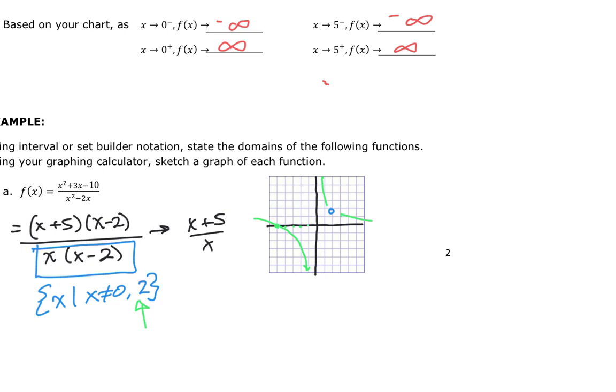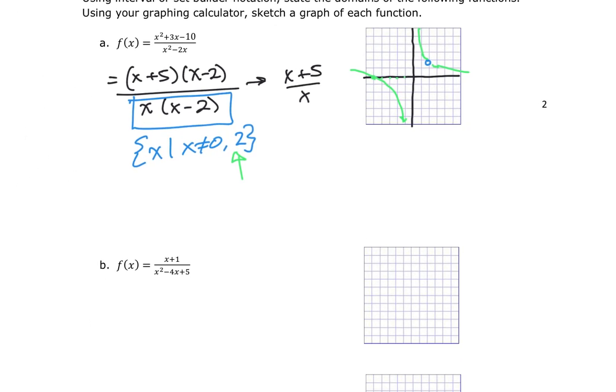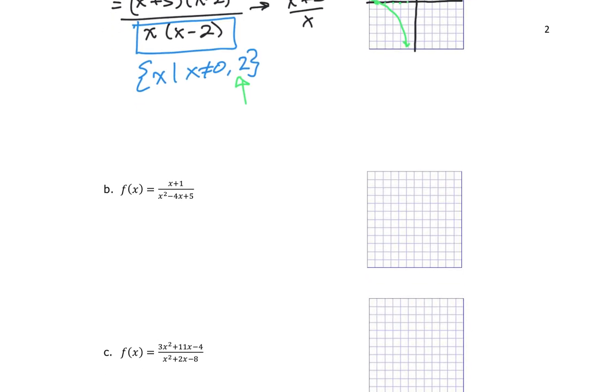But I won't see that in Desmos or in your graphing calculator unless you put your cursor on top of x equals 0, or excuse me, x equals 2. And then what it's going to show you is that it is actually undefined. So be aware that if you're using Desmos or your graphing calculator to get an idea of what these look like, it may not show you that there's an actual hole in the graph. Typically, it actually doesn't.